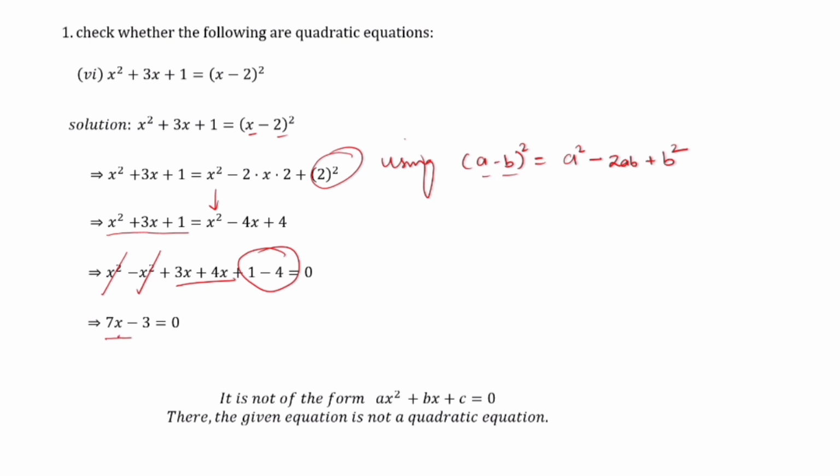Why is this not a quadratic equation? Because the coefficient of x squared is equal to 0. It means that a is equal to 0. If a is equal to 0, we cannot consider that this is a quadratic equation.